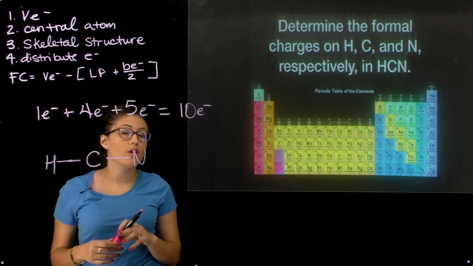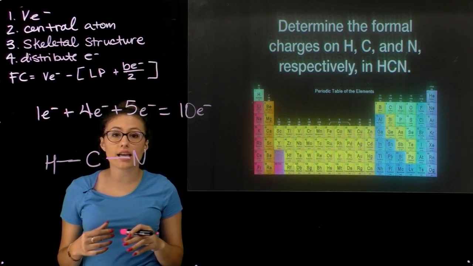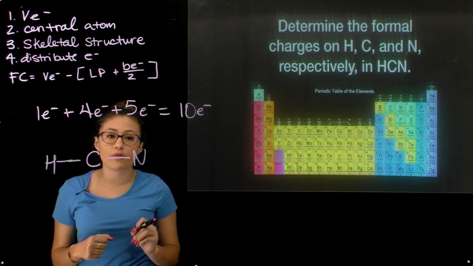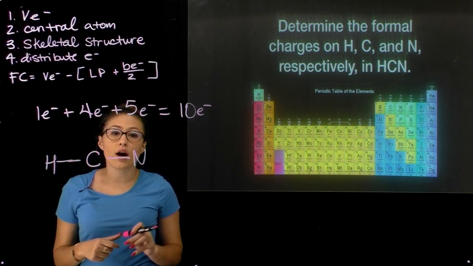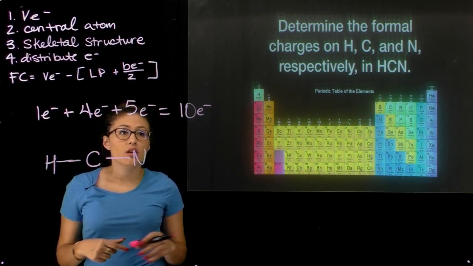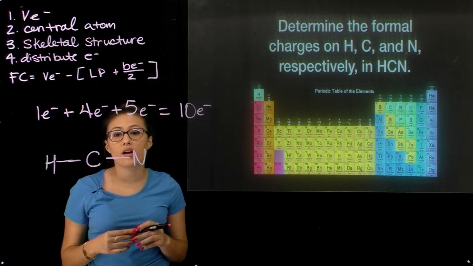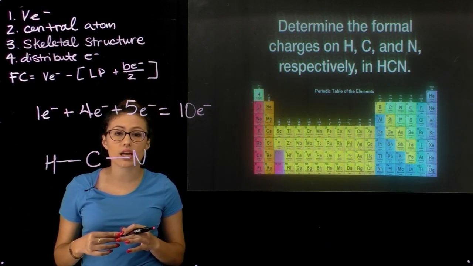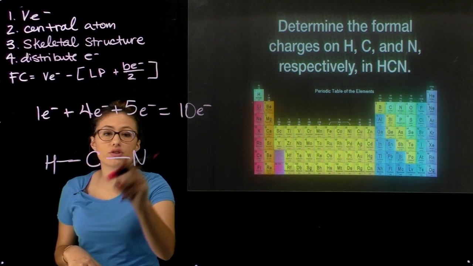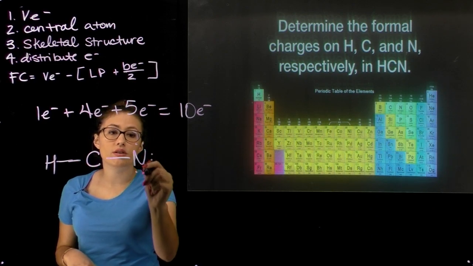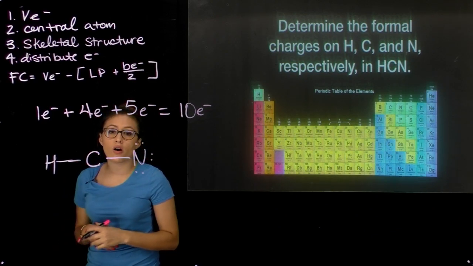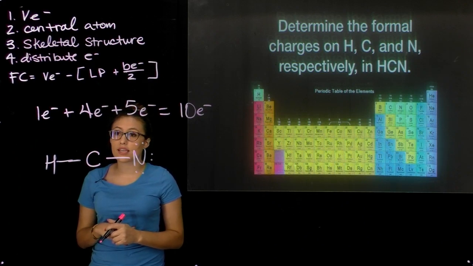Once we've done this, we can go ahead and distribute our electrons. Remember to always distribute them first to your bonded atoms. We have 10 electrons to distribute, so we divide that by 2. We have 5 electron pairs to distribute: 1, 2, 3, 4, 5. We've distributed all 10 electrons in this case.